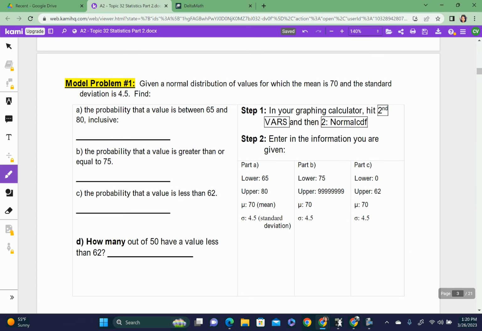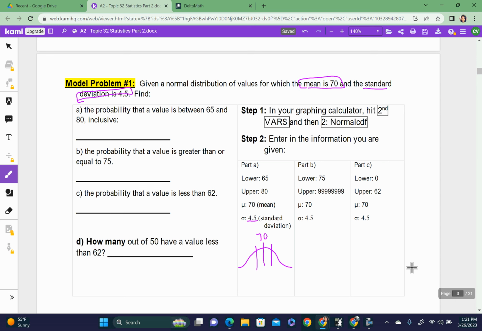All right, so model problem number 1. Given the normal distribution of values for which the mean is 70, so that's important, and the standard deviation is 4.5, that's also important. Find the probability that a value is between 65 and 80 inclusive, okay? So what that means is we have our curve, right? They're telling us that the mean is 70. They're telling us that the standard deviation is 4.5, okay? So we want to find the probability that a value is between 65 and 80.